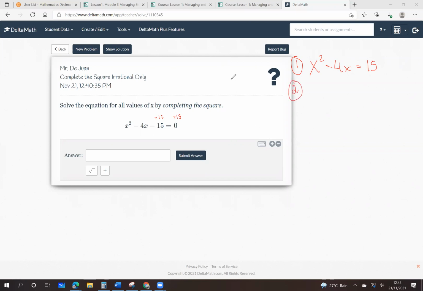Now that you have that, you have to do step 2. Add b over 2 squared. Well, what's b over 2 squared? That's going to be negative 4 divided by 2, negative 2, squared, which is 4. So x squared minus 4x plus 4 is equal to 15 plus 4, because you added it to both sides of the equation.